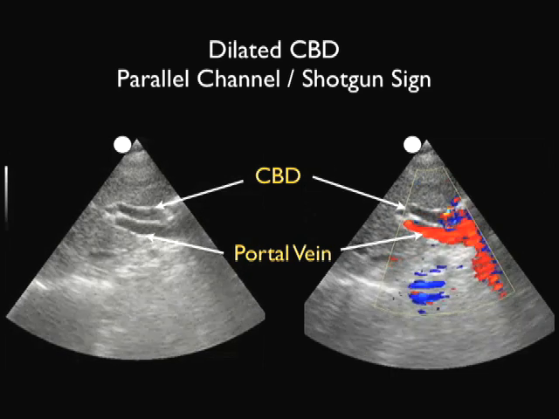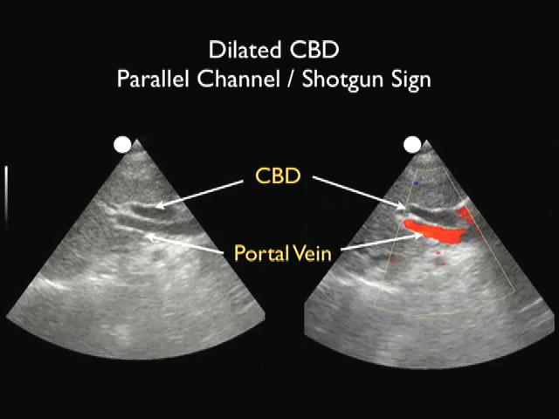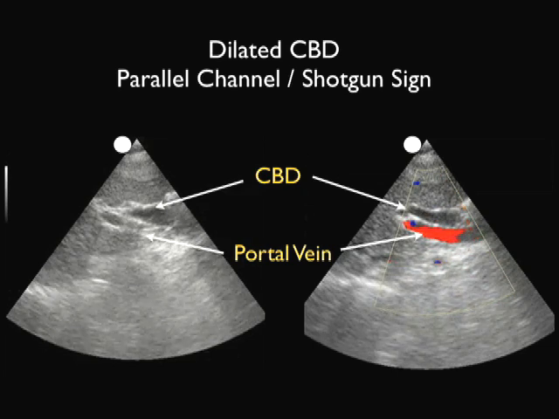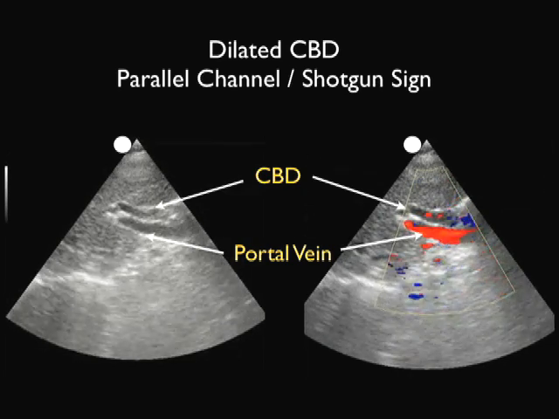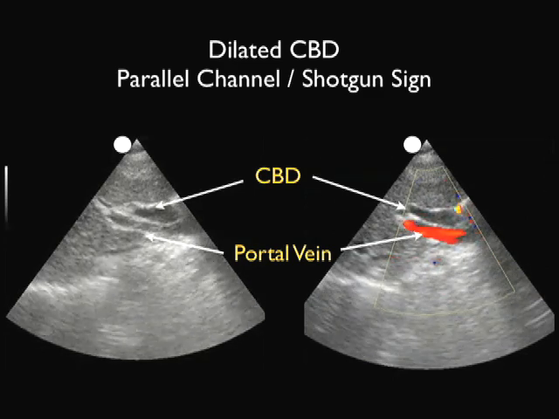We see the Doppler image to the right and notice that there's Doppler flow within the portal vein, but an absence of any Doppler flow within the CBD, further differentiating the two structures. So the parallel channel or shotgun sign is usually associated with a dilated common bile duct.